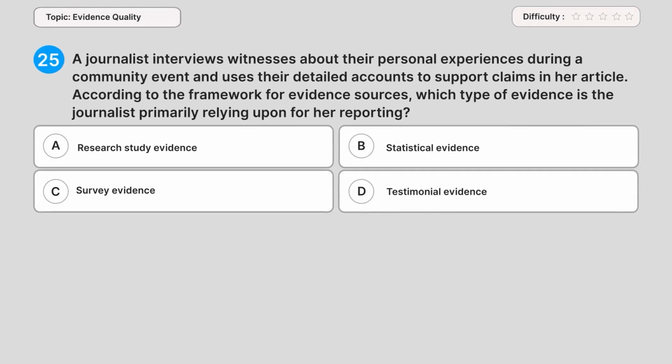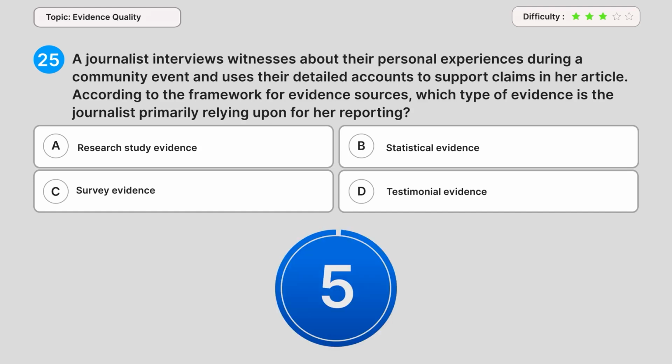25. A journalist interviews witnesses about their personal experiences during a community event and uses their detailed accounts to support claims in her article. According to the framework for evidence sources, which type of evidence is the journalist primarily relying upon for her reporting? A. Research study evidence. B. Statistical evidence. C. Survey evidence. D. Testimonial evidence. Can you guess the answer?